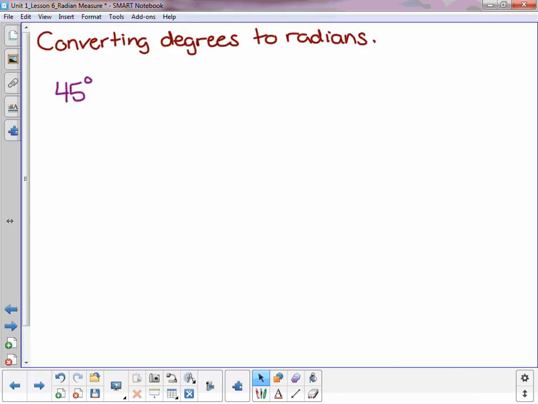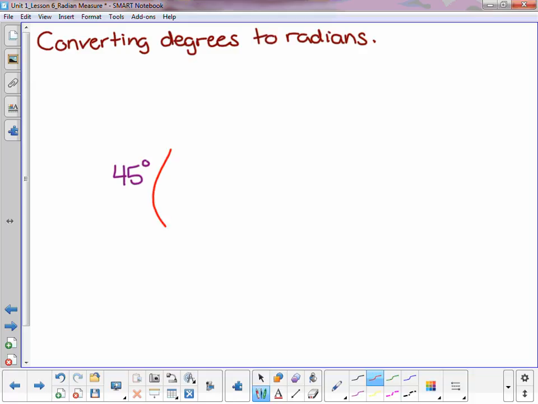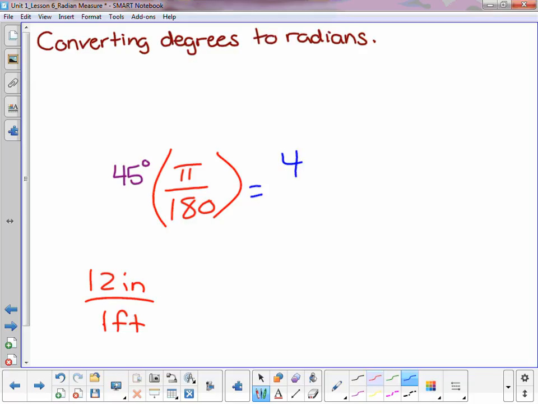So for any other degree measure outside of our 4 special ones, we can just convert the degrees to a radian measure. And we do that by multiplying by pi over 180. So 180 degrees is associated with pi radians. It's sort of like 12 inches is associated with 1 foot. So if I wanted to convert feet to inches, I would use this ratio. If I want to convert degrees to radians, I use pi over 180. And all I have to do now is multiply it. And then I'm going to simplify the fraction.